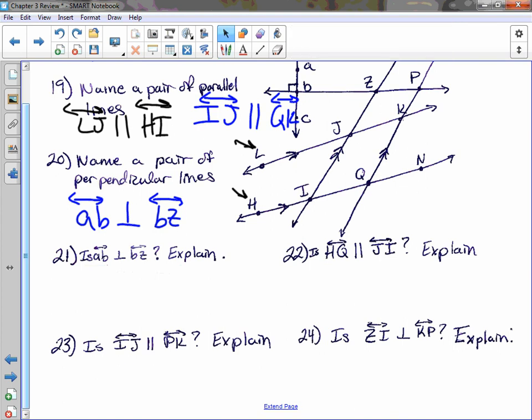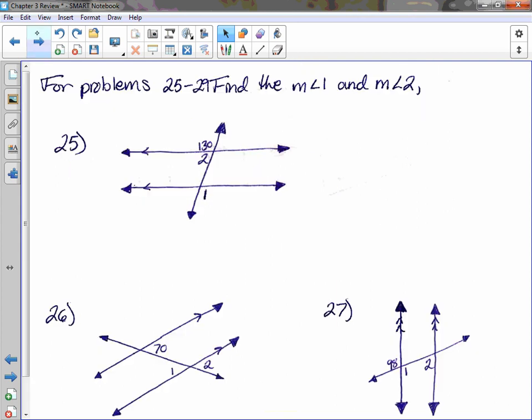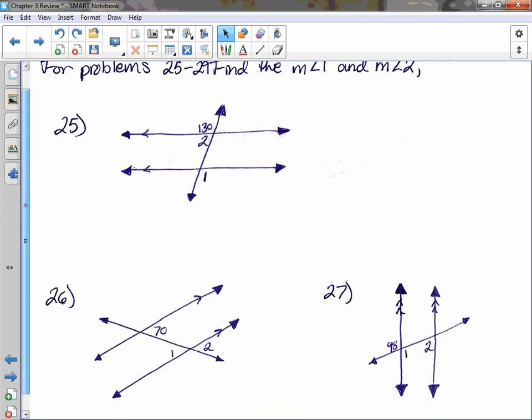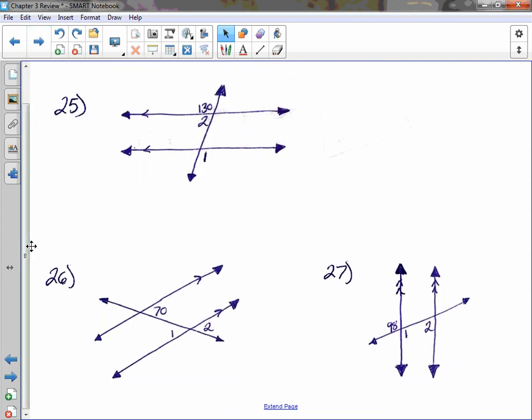So any questions on this here? Any questions on these? We good with these here? No questions on any of this here so far? Okay. Questions on 25, 26, or 27? Yes.